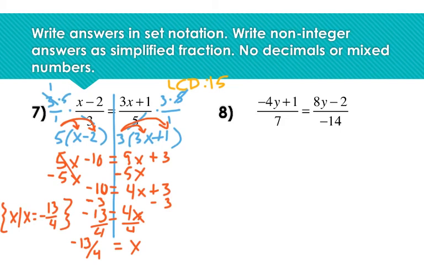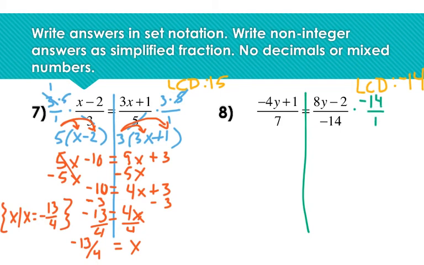Okay, so number 8, we have negative 4y plus 1 divided by 7 equals 8y minus 2 divided by negative 14. So again, we want to look for our least common denominator, okay? And here we have 7 and 14. I know if I count by 7s, it goes 7, then 14. So I know 14 is going to be part of my least common denominator, but I also want to make it negative since that's a negative in the denominator. So we're going to multiply both sides of our equation here by negative 14 over 1.